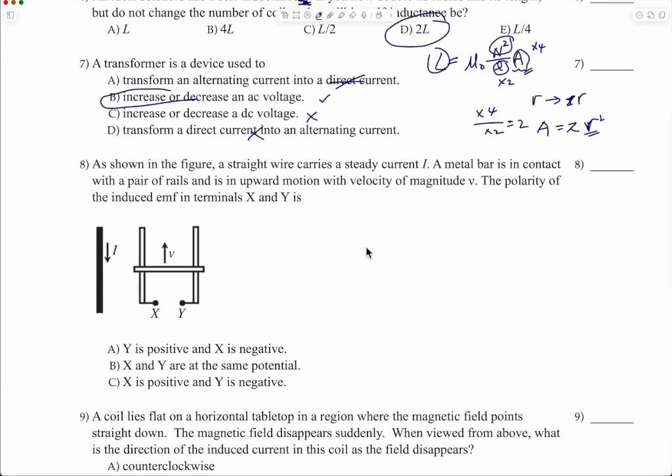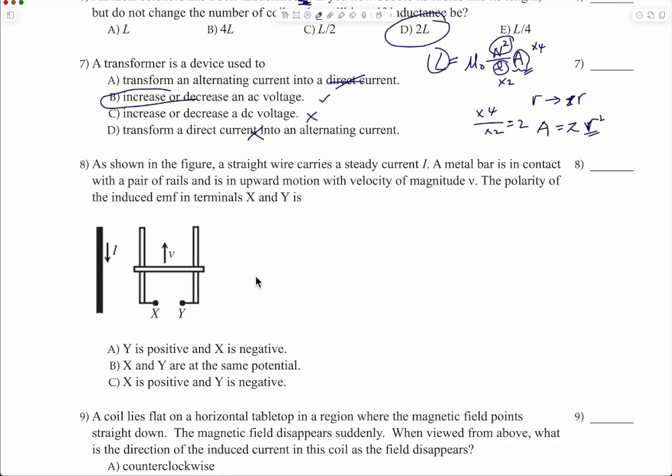Number 8, as shown in the figure, a straight wire carries a steady current I. A metal bar is in contact with a pair of rails and is in upward motion with velocity v. So this guy moves up. The polarity of the induced EMF in terminals X and Y is?